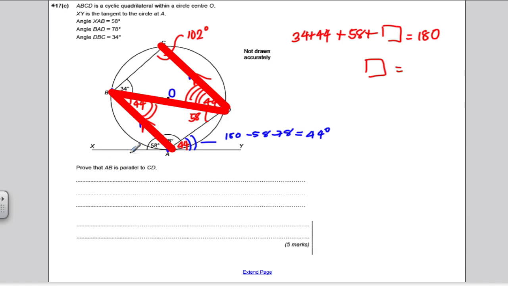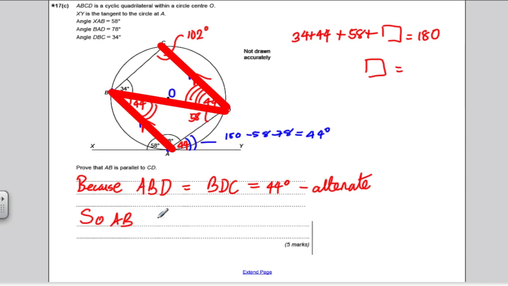So how do we prove AB is parallel to CD? How do you say exactly? Well, we've done all the workings on the diagram, but we can say even more than that, that because angle ABD equals angle BDC equals 44 degrees, we can say that they are alternate angles, so AB must be parallel to CD.